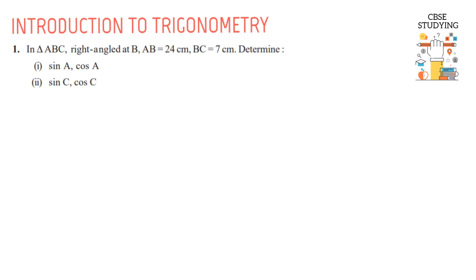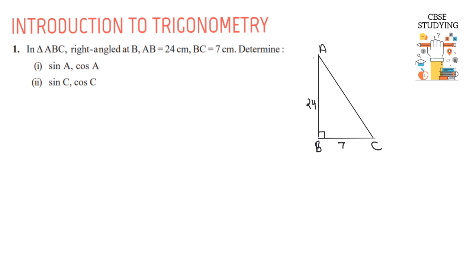So what is the first question of exercise number 8.1? In triangle ABC, right angled at B, AB is equal to 24 and BC is equal to 7 centimeter. Determine sine A, cos A, sine C and cos C. So first of all, let's draw the triangle. So here we have a right triangle ABC right angled at B. Now, what are the measurements given to us? AB is 24 and BC is 7.